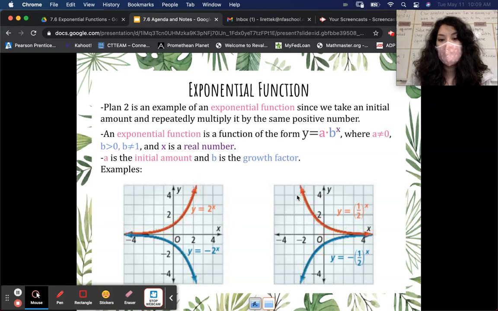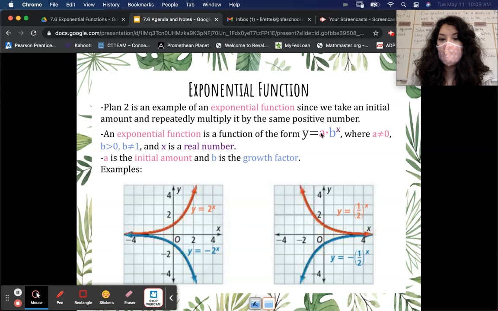These are examples of exponential functions, and the equation follows this format. You've got some sort of coefficient, which we call the a value. We refer to this as the initial amount. And we have all this criteria about the values in the equation. We don't want the a value to be 0. Let's think about why that is.